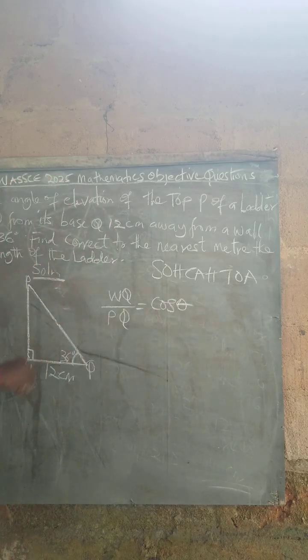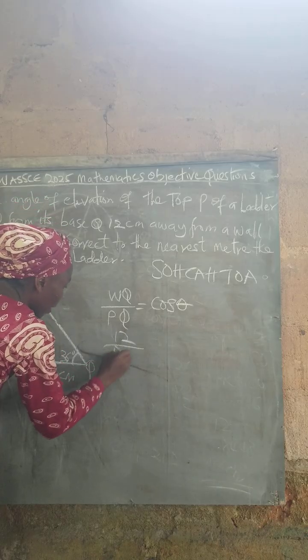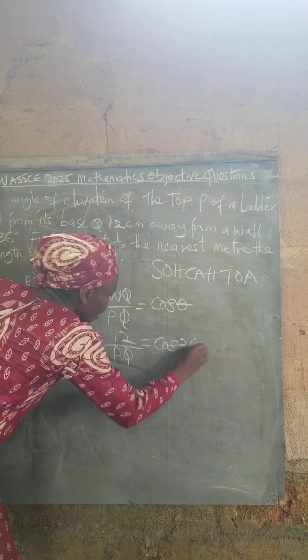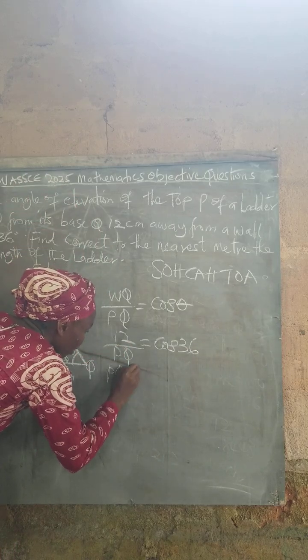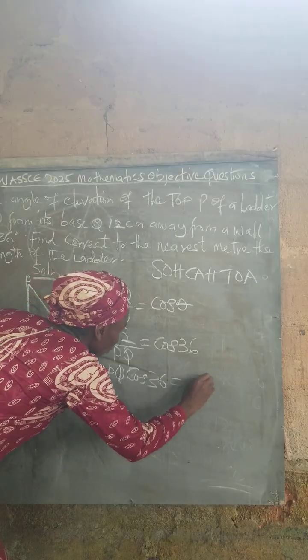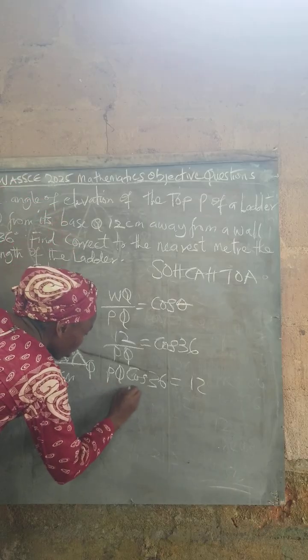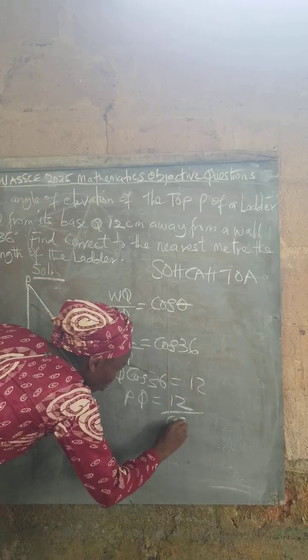Now I'm going to substitute. WQ there is 12, all over PQ, the one we're looking for, is equal to cos 36. If I cross multiply, I have PQ cos 36 is equal to 12. Now making PQ the subject of the formula, I have 12 over cos 36.